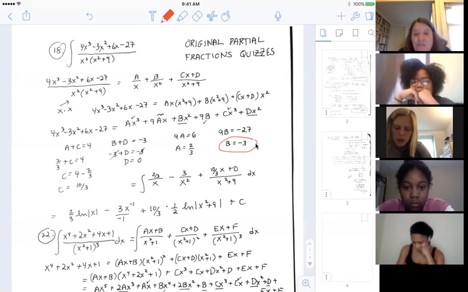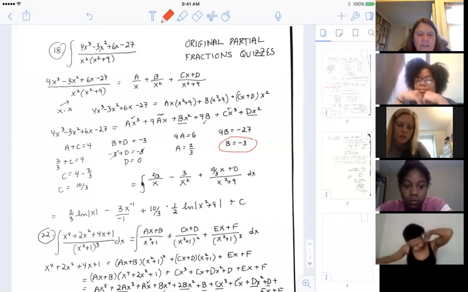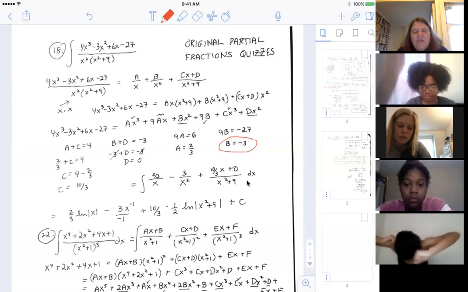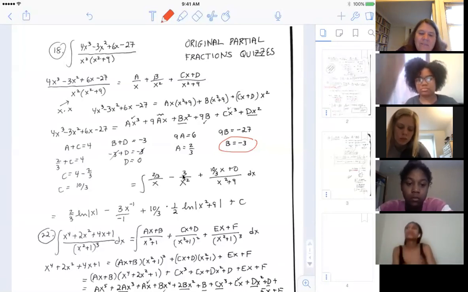So now I've got two things. I can find the other ones. If I know B's minus 3, I'll put B equal minus 3 right here. The minus 3's will drop. I get D equals 0. That's great. If I know A, which I just found, it's 2/3. A plus C is 4. Subtract 2/3 from 4, and I get 10/3. So here's how it all set up, guys. Now, I'll let you look at the rest of it, but that's an easy log problem. That's a power rule problem.